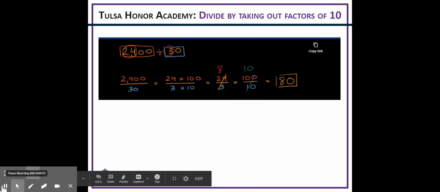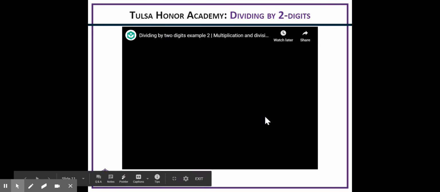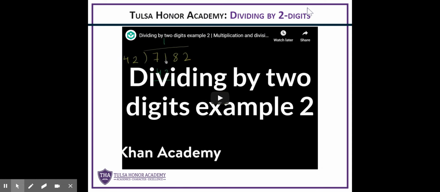And then I included a picture just to show a summary of what he did in his work there. Moving on. Now we're going to talk about dividing by 2 digits.